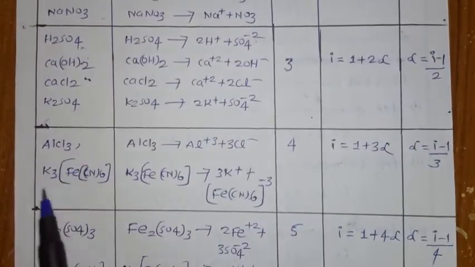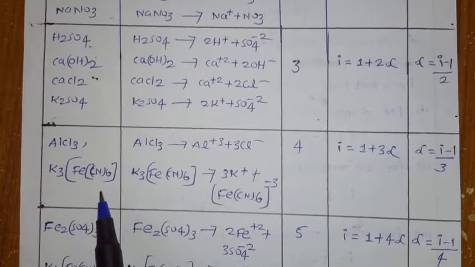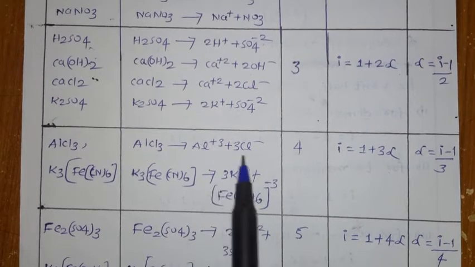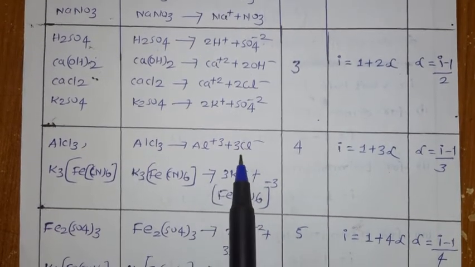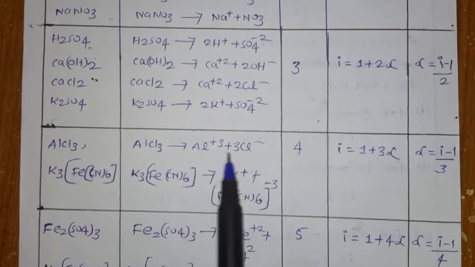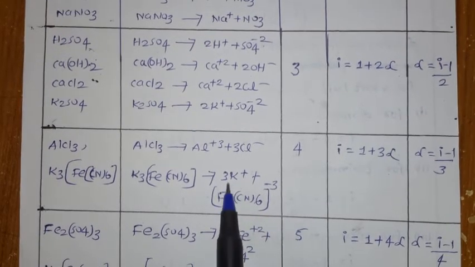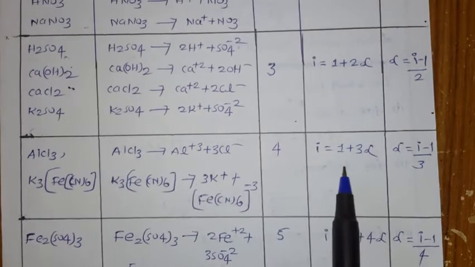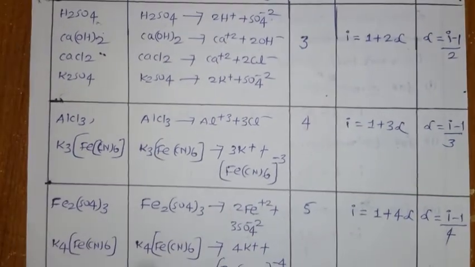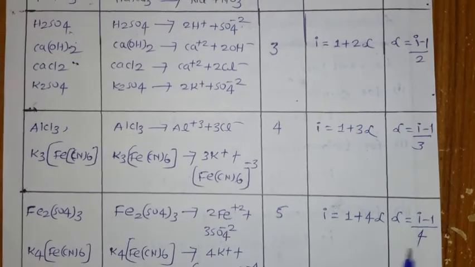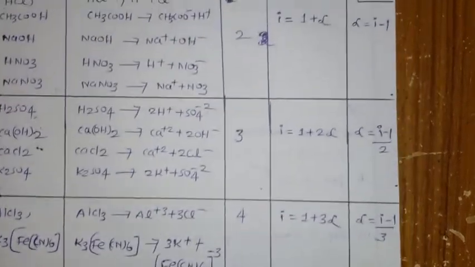Next, aluminum chloride and potassium ferrocyanide complex. Aluminum chloride on dissociation gives Al3+ and 3Cl- ions. How many particles? 4, because this is 1 and this is 3. In the complex, there are 3 potassium ions plus 1, so 4. Like that you have to calculate. Likewise we have cases with 5 particles also. Like that you calculate the van't Hoff factor and degree of dissociation.